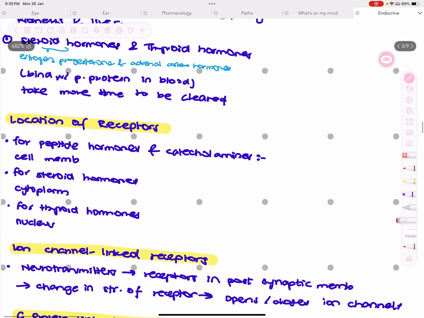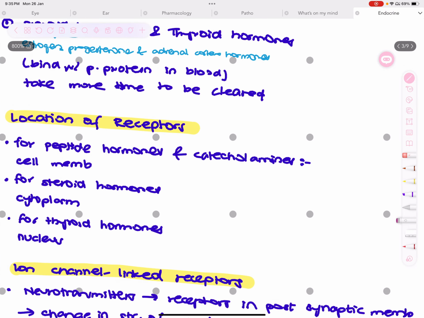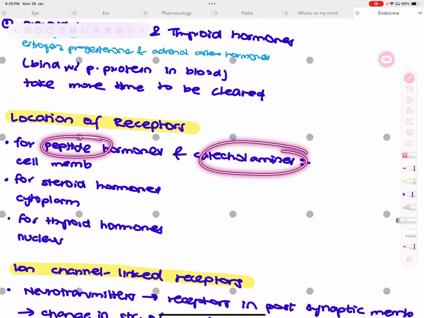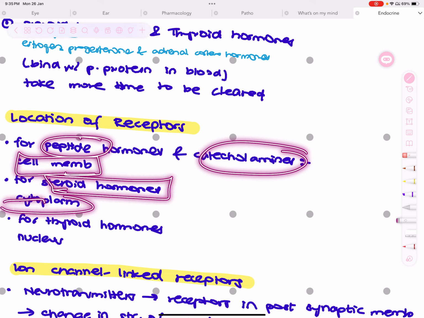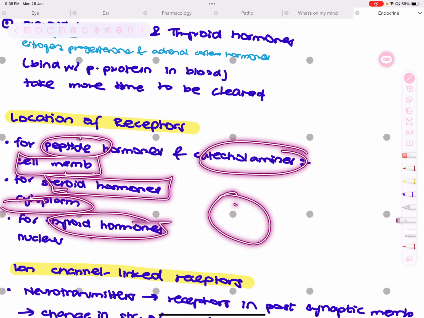Now, another very important thing is the location for receptors. So we have peptide and catecholamines. The receptors are normally placed on the cell membrane. Steroid hormone receptors are roaming in the cytoplasm within the cell, and thyroid hormones, their receptors are in the nucleus.